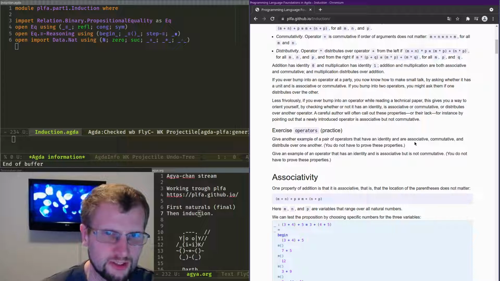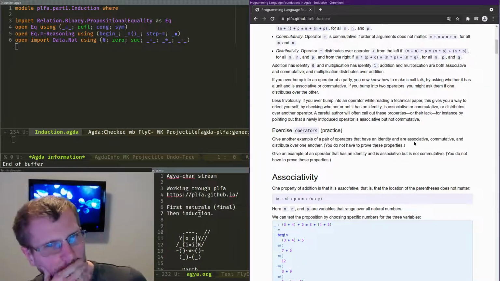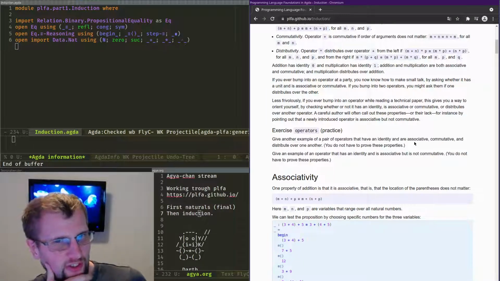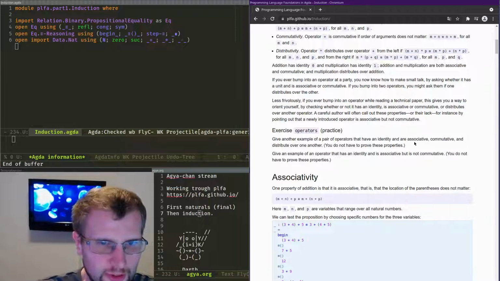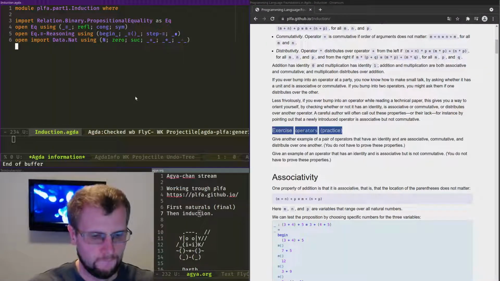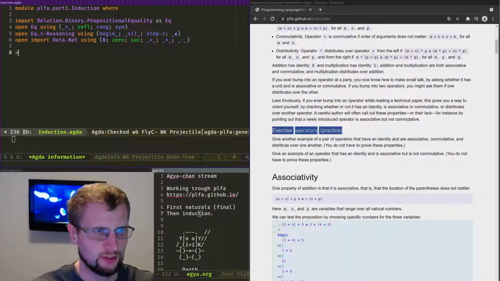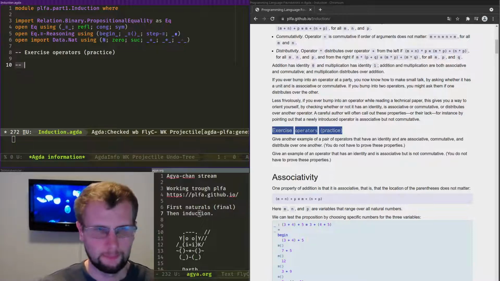Let's see. Give another example of a pair of operators. Pair of operators? I mean, can I use ADTs? Are those different? Like, you know, tuple and either? Like the colloquial counterexample, or would you say they're the same? Well, I guess that's the first thing that comes to mind, so I'll just do that.